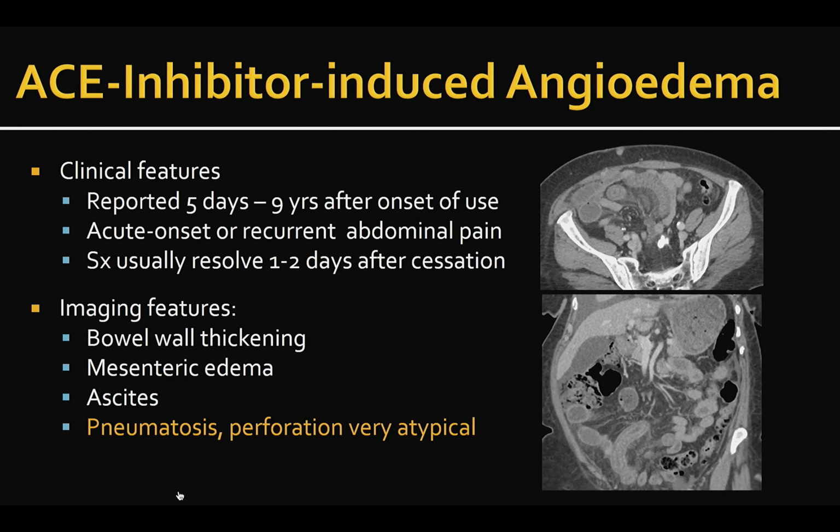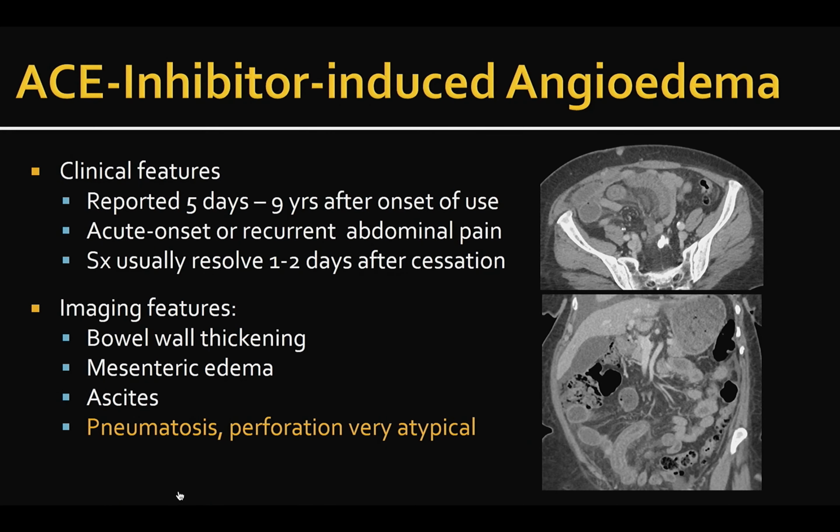This can be seen anywhere from 5 days after starting the medication to up to 9 years after beginning its use. The symptoms can be acute, as in this case, or patients may have recurrent abdominal pain. Usually the symptoms resolve after ceasing the medication, and often that's really the only confirmation we get of this diagnosis. We don't get pathologic proof that this is what's going on.